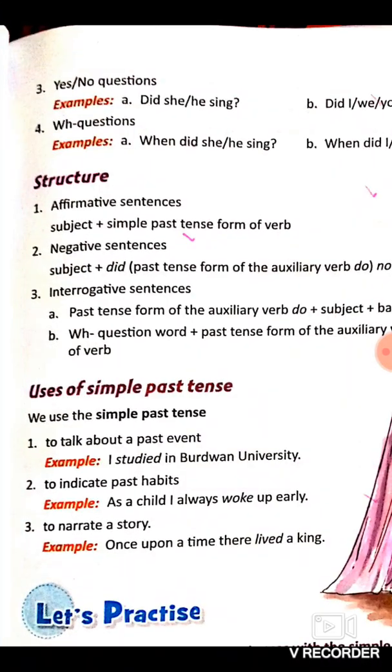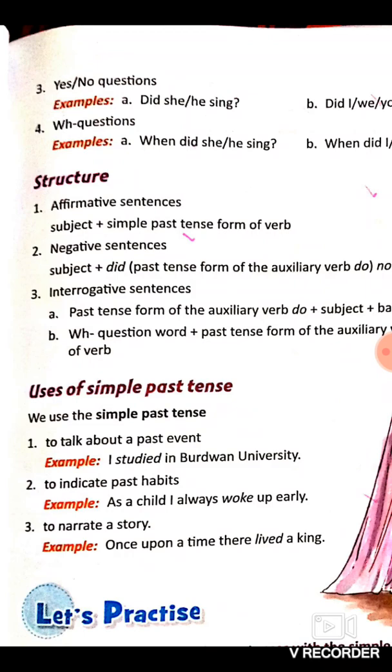In an affirmative sentence, as you can see here, children, it is a subject plus simple past tense form of the verb. For example, she sang a beautiful song in the concert yesterday. So, she sang a beautiful song. She is the subject and then we use the simple past tense, that is she sang. Sang is the simple past tense.